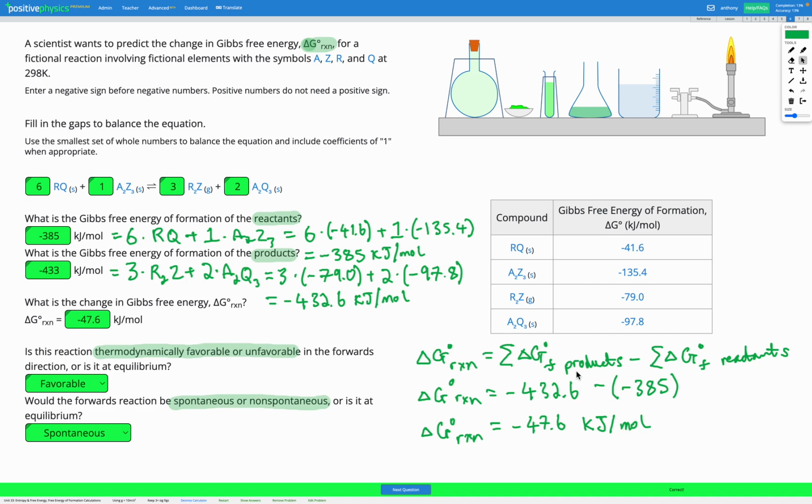Then we're going to take the Gibbs free energy of formation of the products and subtract the Gibbs free energy of formation of the reactants to get our change in Gibbs free energy for the reaction. If it's less than 0, our reaction is thermodynamically favorable and spontaneous. If it's greater than 0, our reaction is not favorable and it's non-spontaneous.